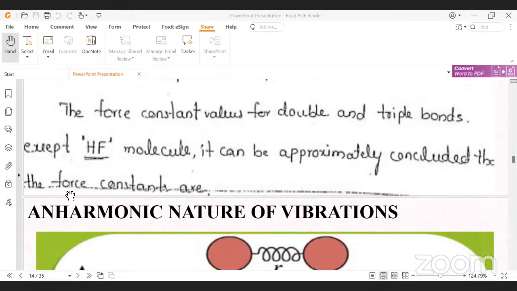The force constant values for double bonds and triple bonds, except hydrogen fluoride, can be proportional to the calculated force constant. For example, we have single bonds, which require very little energy. We have double bonds and triple bonds. Breaking a double bond, compared to a single bond, takes more energy.